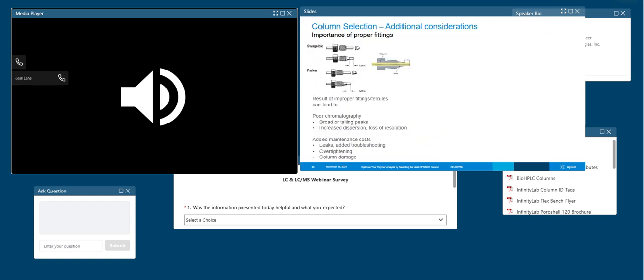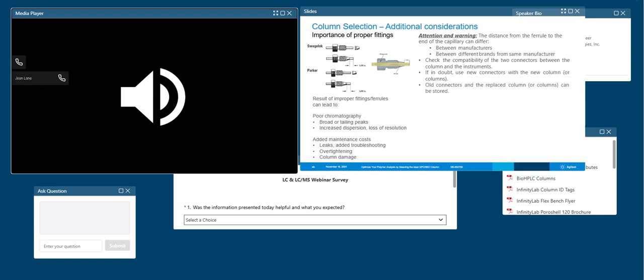Lastly, I wanted to touch briefly on the topic of column and system consumables. When installing a new column, it's always important to check and to know what type of fittings and ferrules are required for the type of column you'll be using. The result of using improper fittings and ferrules can lead to poor chromatography, broader tailing peaks, or increased dispersion and loss of resolution. This also could result in added maintenance costs. You may see added troubleshooting. You could also have an issue with over-tightening, which could result in column damage.